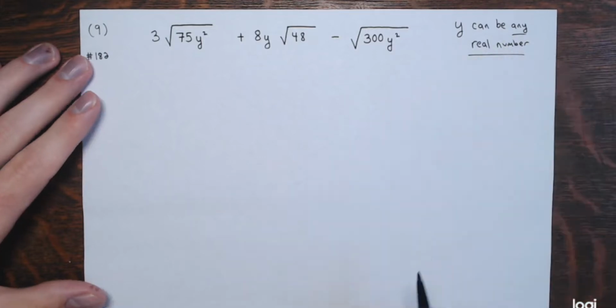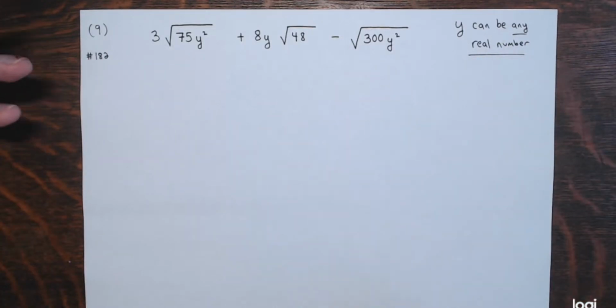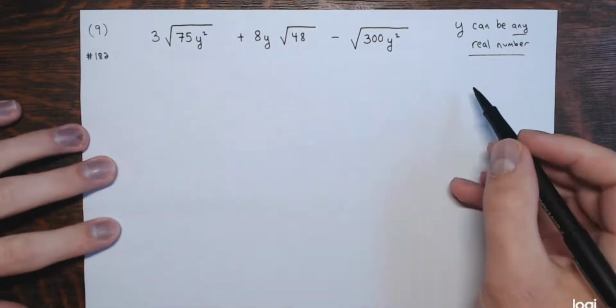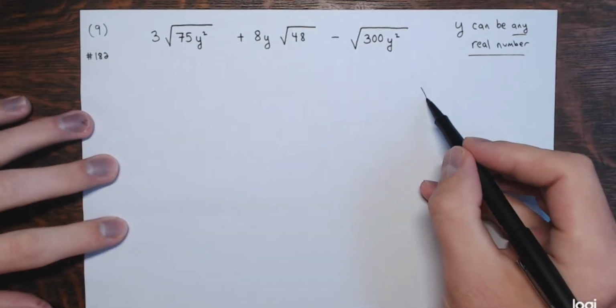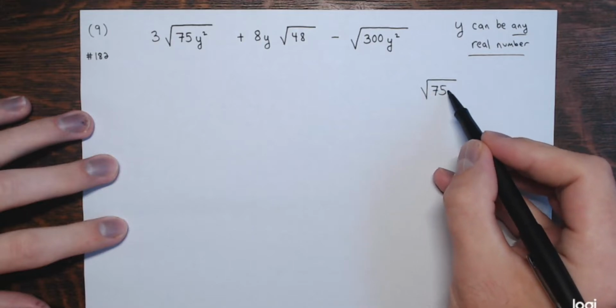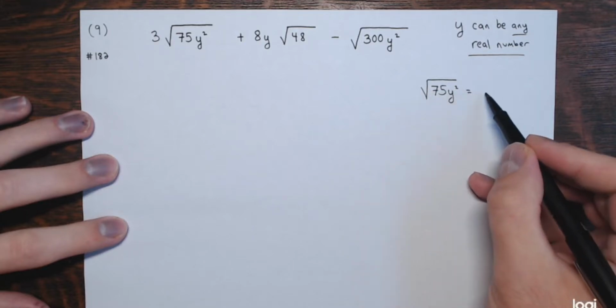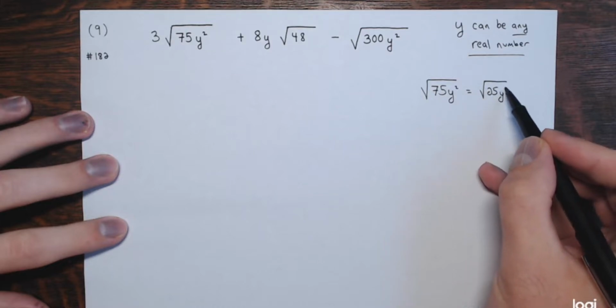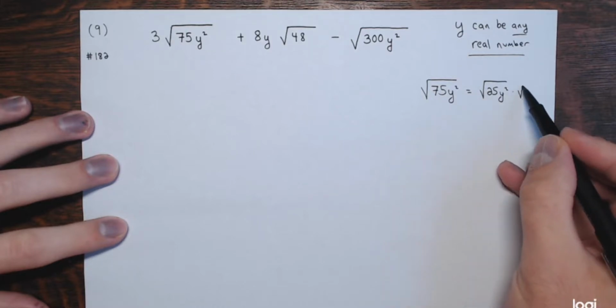Right. Meaning that, as in the last example, absolute value symbols might be necessary. All right. So off to the side here, we'll simplify each of these radicals first. So the square root of 75y squared, I'm going to break that up to the square root of 25y squared, right? We're looking for perfect squares, times the square root of 3.